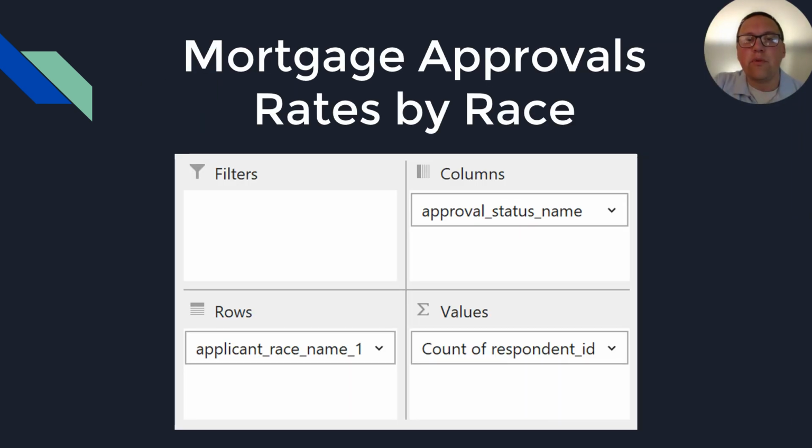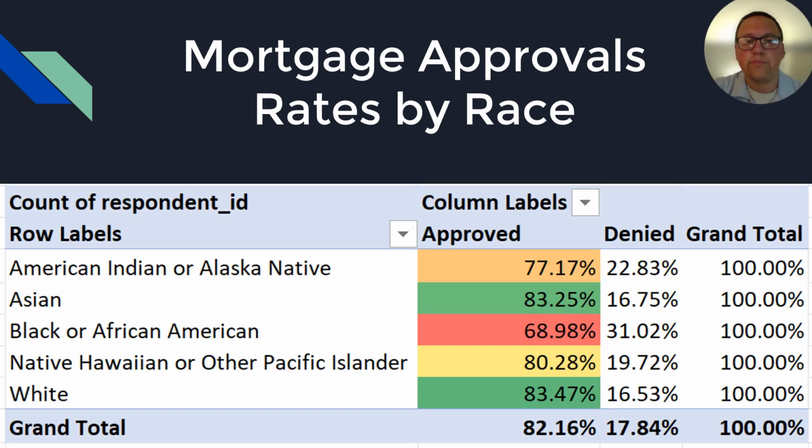Then I broke the mortgage approval rates down by race. I put the applicant race name in rows, and then the count of the respondent IDs, which would count up how many people are in each of the races in the data set, and the approval status in the columns, which looks like this.